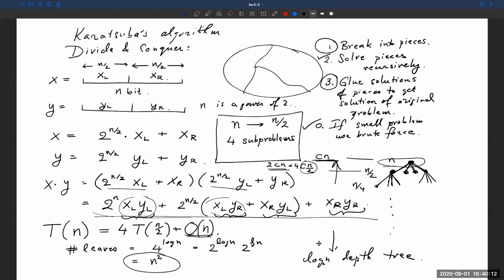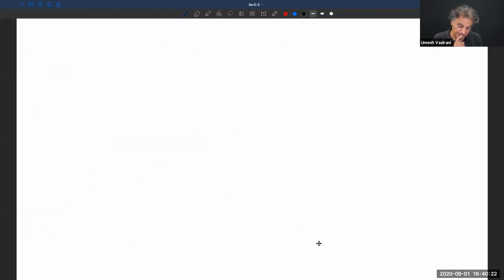Okay, so now let's go ahead and look at a different algorithm which does much better. Karatsuba's algorithm is based on a trick, and it's the same trick that the famous mathematician Gauss came up with when he was in grade school, or was it high school? I think it was grade school. Okay, so what was the trick?